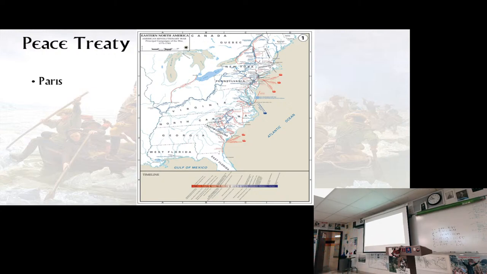And even though they have very little power, we have two armies now faced off. Washington's smaller army here, and the British right there. And the French have kind of withdrawn support.